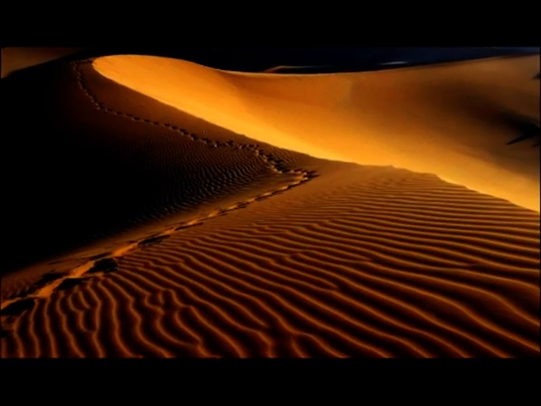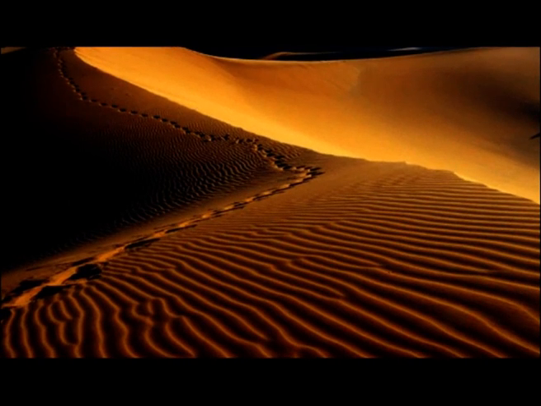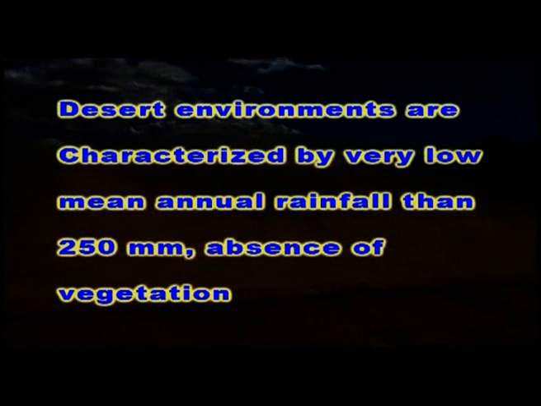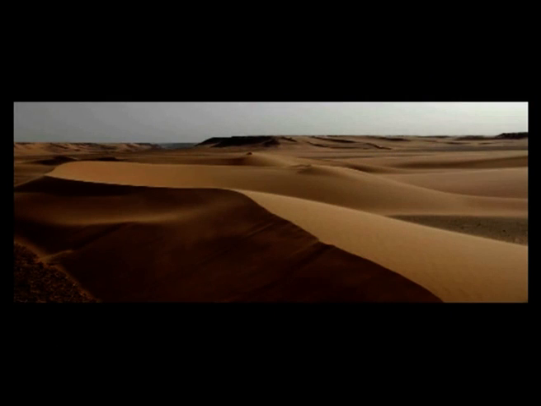The next aspect is on erosional landforms developed by the wind. These are characteristic features of desert environments. Desert environments are characterized by a very low mean annual rainfall. The rainfall may be of less than 250 millimeters. They are also characterized by the absence of vegetation. Very high daily and annual range of temperature is yet another feature.